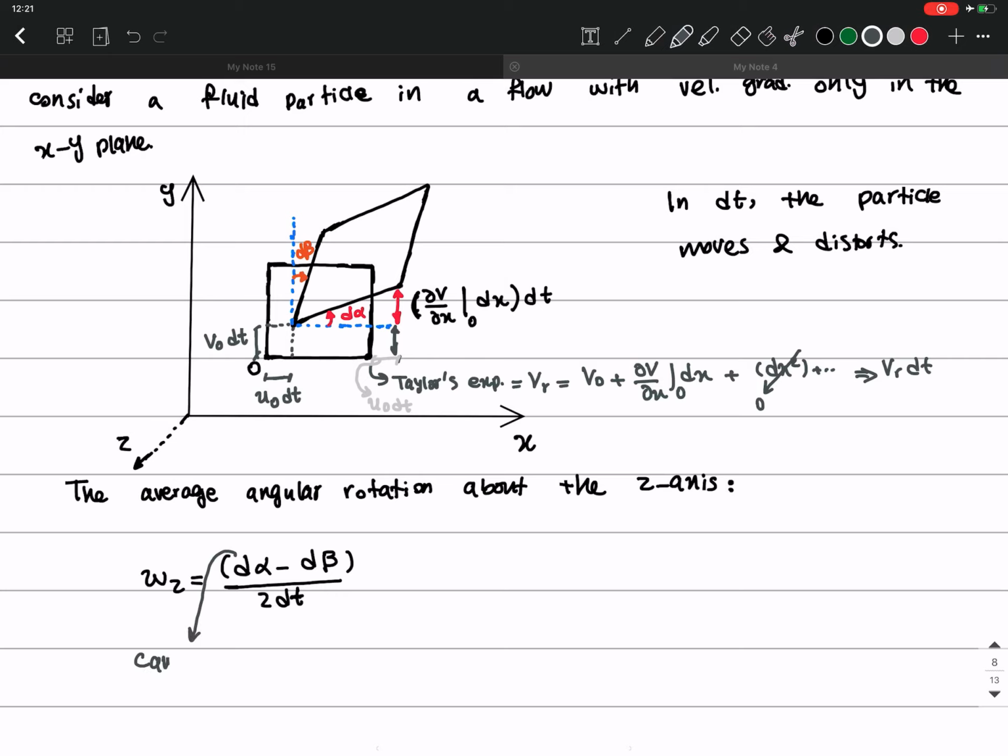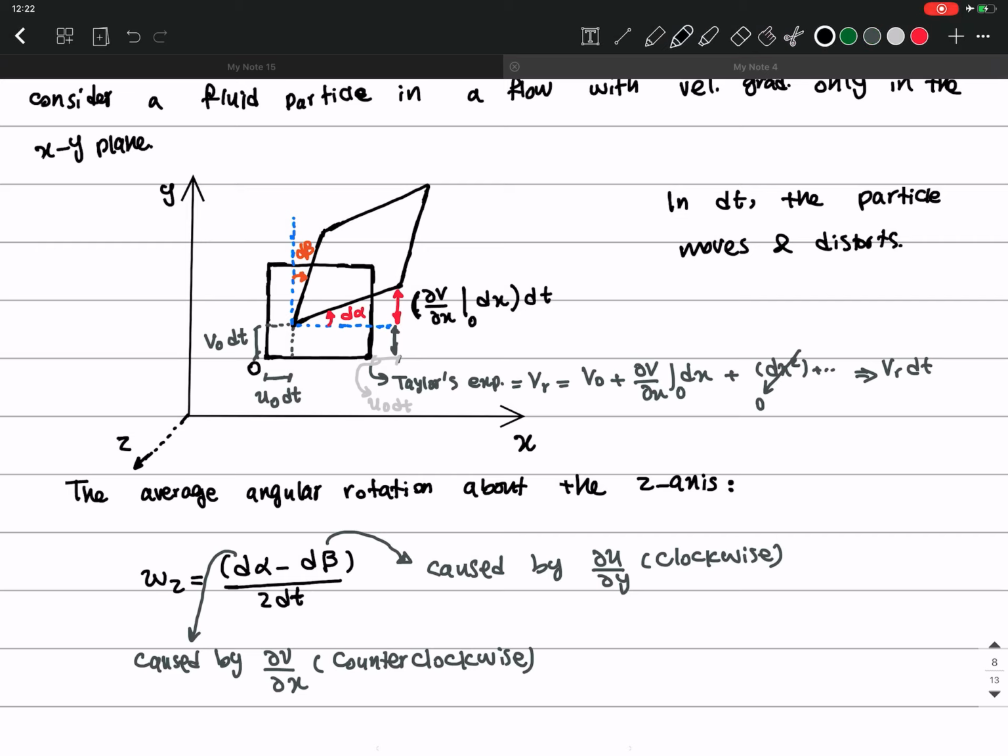So dα minus dβ. dα is caused by partial v over partial x, and it is counterclockwise, so the sign of that is positive. And dβ, the sign of it is negative, and it is caused by partial u over partial y. Its sign is negative because it is rotating clockwise. So you can calculate it here.